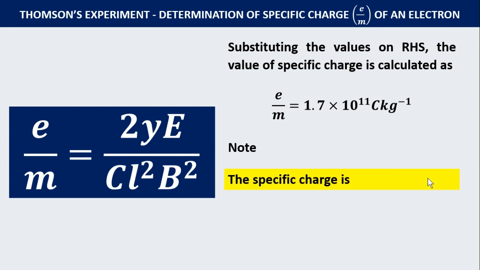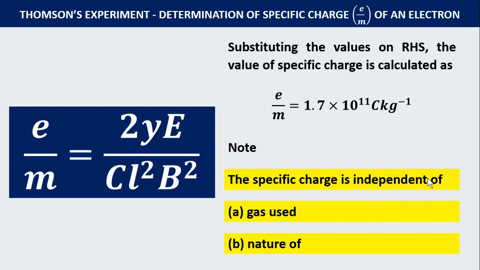Note, the specific charge is independent of, first, the gas used in the discharge tube. Second, the nature of the electrodes. Right.